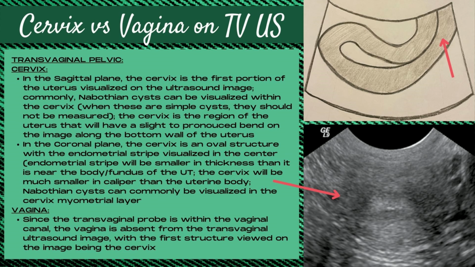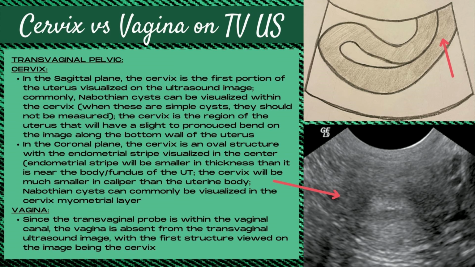On a transvaginal ultrasound in the sagittal plane, the cervix is the first portion of the uterus visualized on the ultrasound image. And commonly, Nabothian simple cysts can be visualized within the cervix. When these are simple cysts, they should not be measured or documented. The cervix is the region of the uterus that will have a slight to pronounced bend on the image along the bottom wall of the uterus.